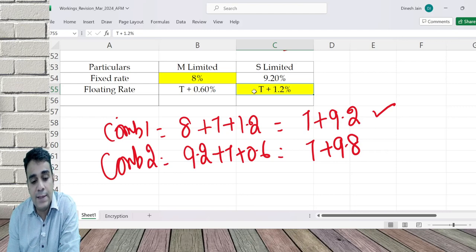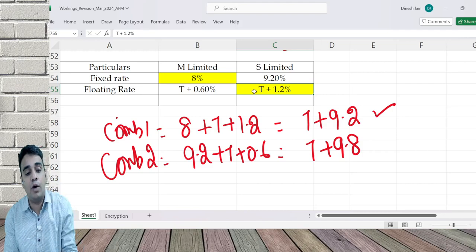If the question says M Limited wants fixed, S Limited wants floating, swap is not possible, because you want the best one. Please go ahead and take the best one. What is the best one? The yellow shaded one is the best one. Question will say they don't want this. They want the other one.